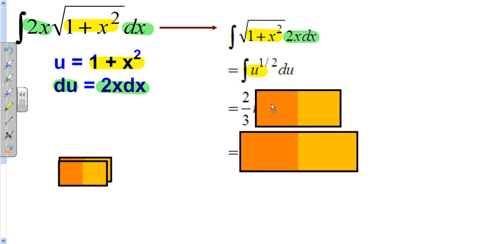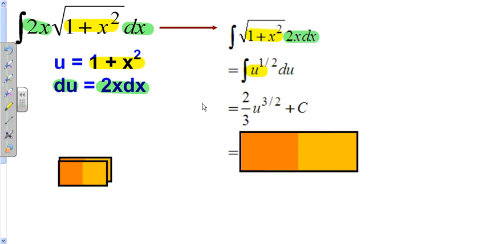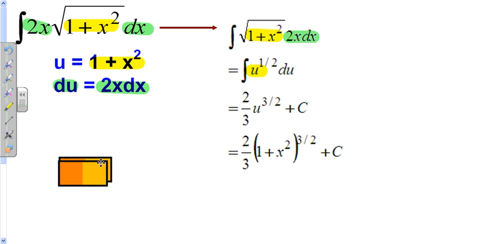So you know you're going to have to increase your exponent by 1. So then you'll have to have a 2/3 in front to undo that exponent, plus c. Then you're going to replace your u with what u was, the 1 plus x squared, to get it back in the same variables that we started out with.